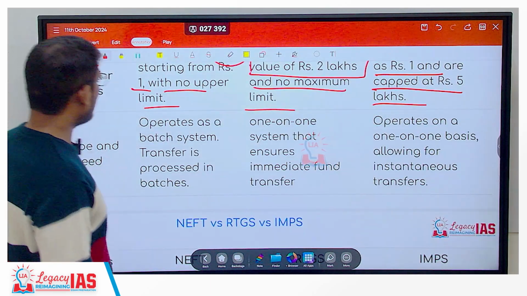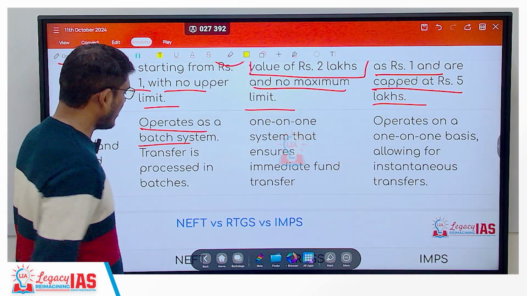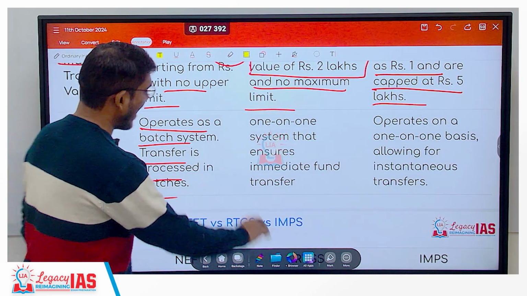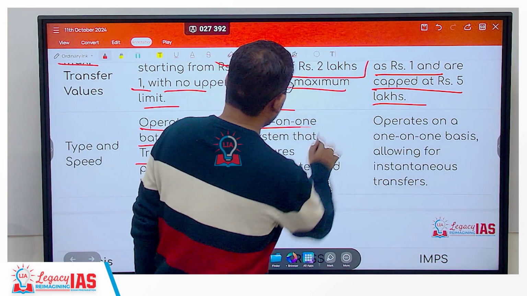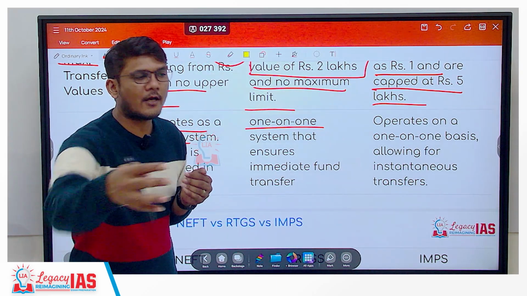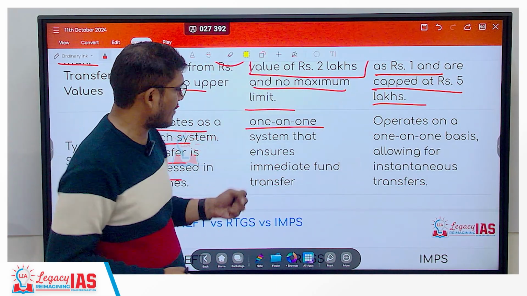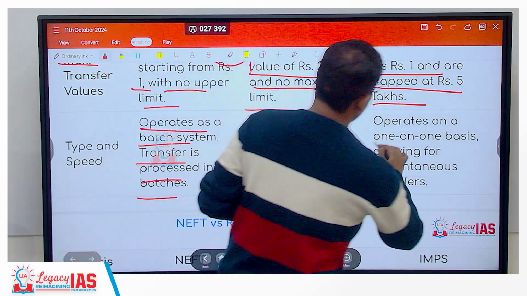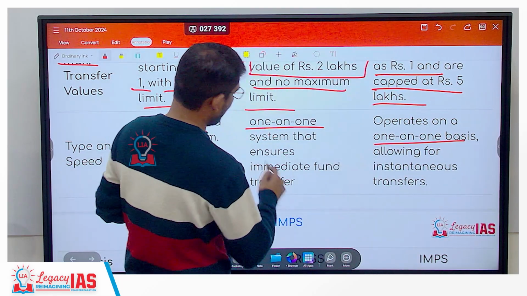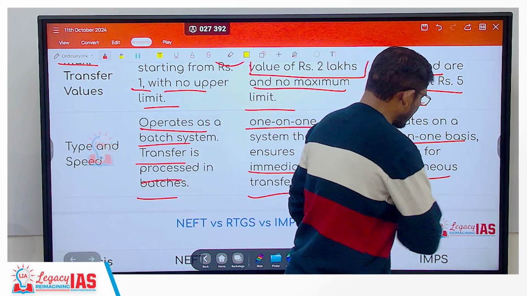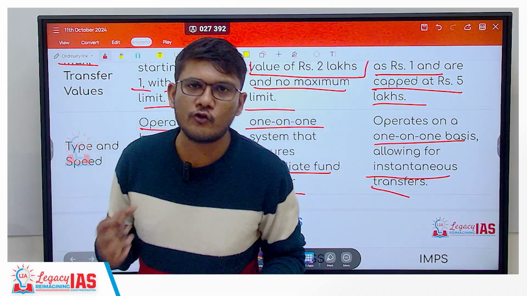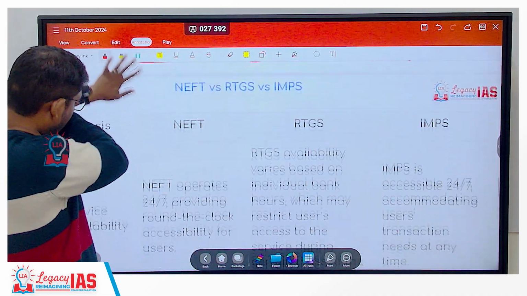Now type and speed: NEFT operates as a batch system. Transfers are processed in batches, so it takes time because it happens batch-wise. RTGS is one-on-one, transferring to another bank account, and it does not get stored. There is no cutoff time, right? So one-on-one, this is also one-on-one, ensuring immediate fund transfer. IMPS also allows instantaneous fund transfer because there is no slot system over here.